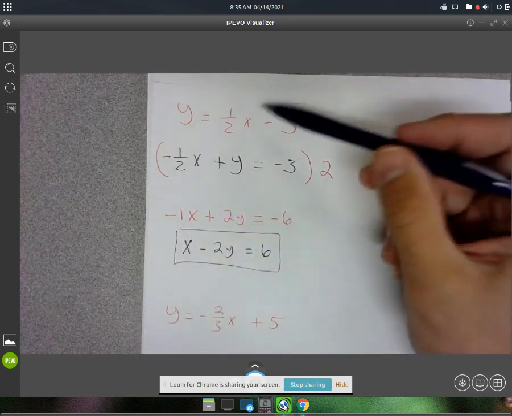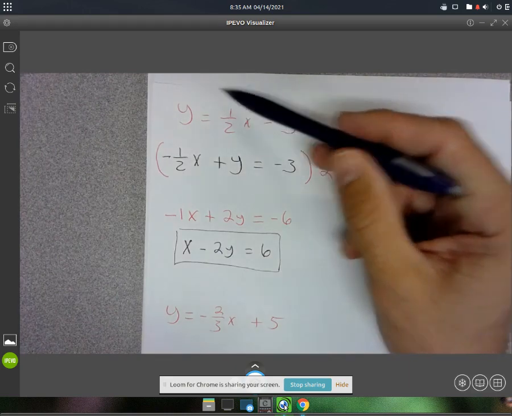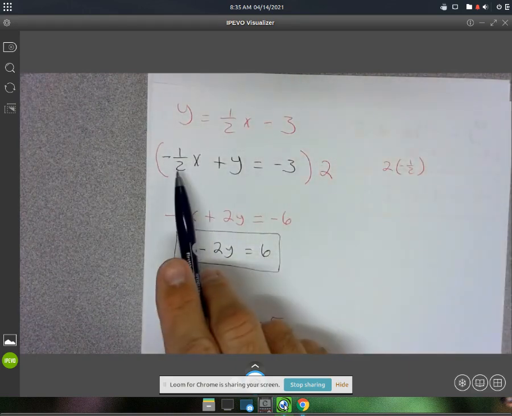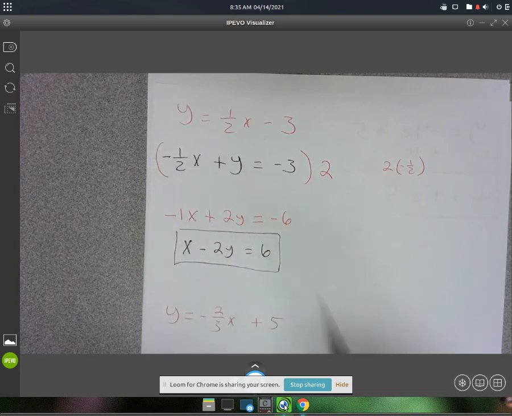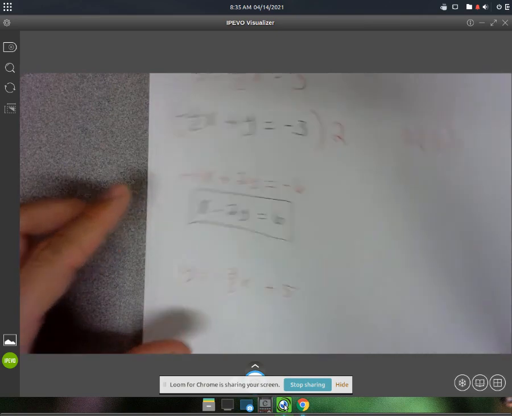But the idea is you're going to move over your x term. So you did that. And then you're going to clear the denominator. Multiply by 2 in this case. One more here.